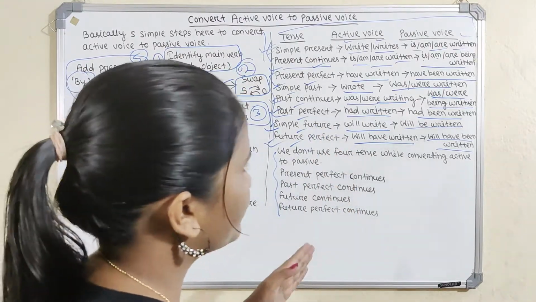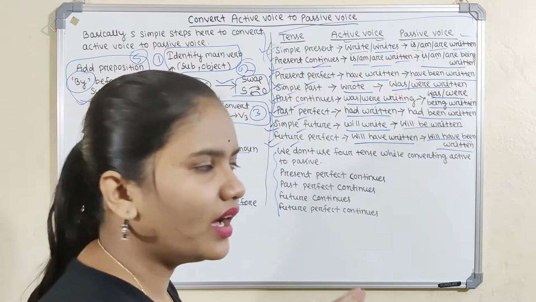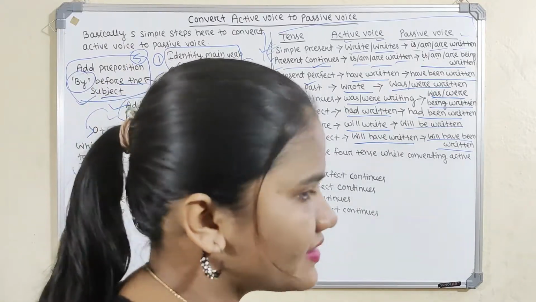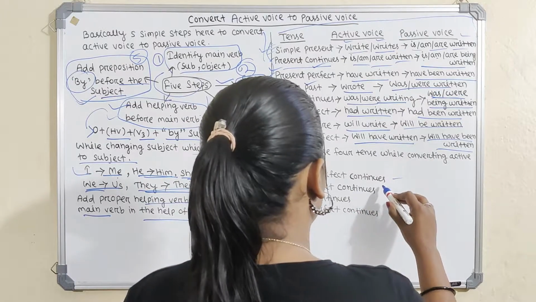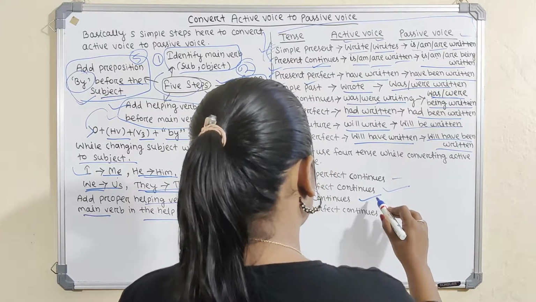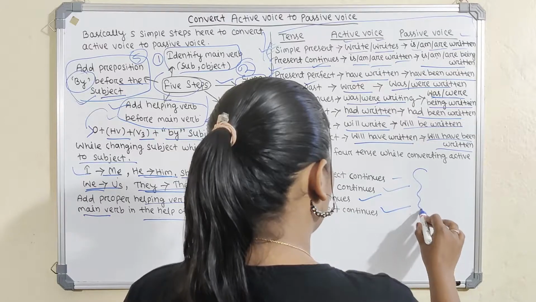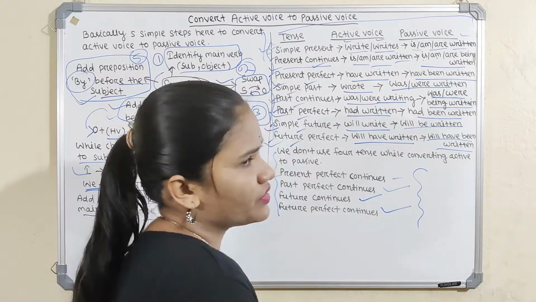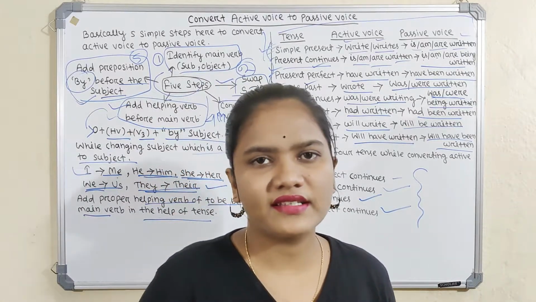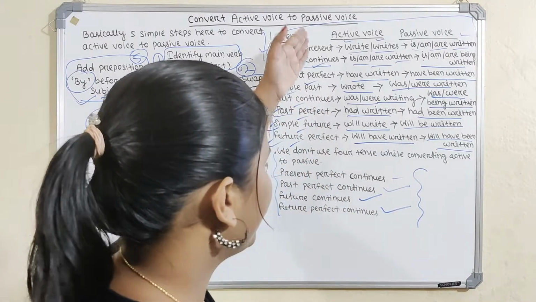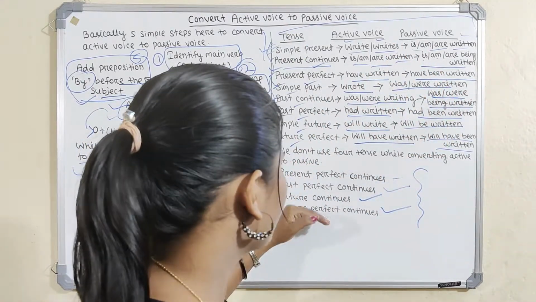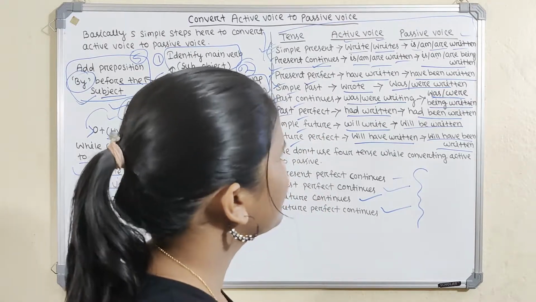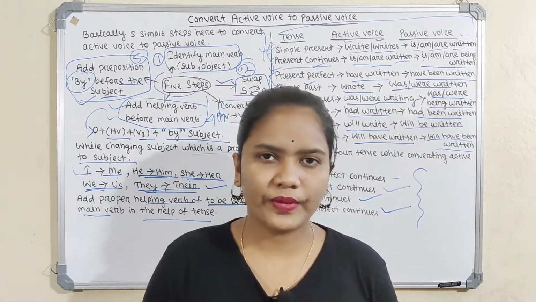These 8 forms we can use when we change active to passive voice, and the rest 4 are here: present perfect continuous, past perfect continuous, future continuous, future perfect continuous. These 4 tenses are not used when we change active to passive voice. These 8 are used and this is the format of that, but we cannot use the 4 tenses when we change active to passive voice.